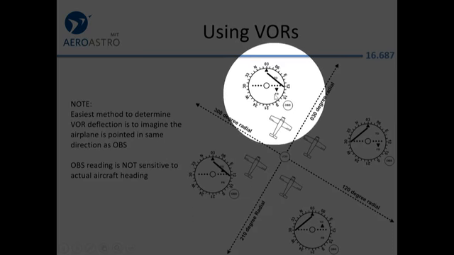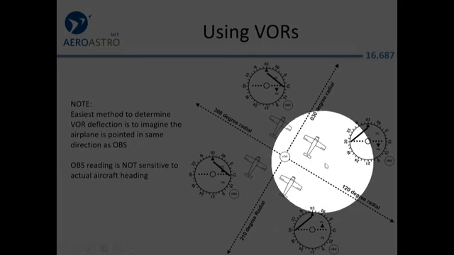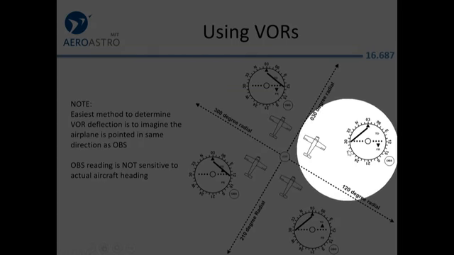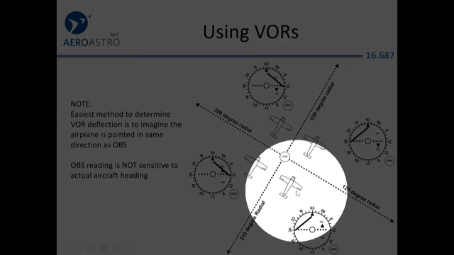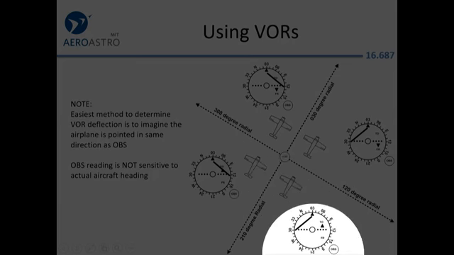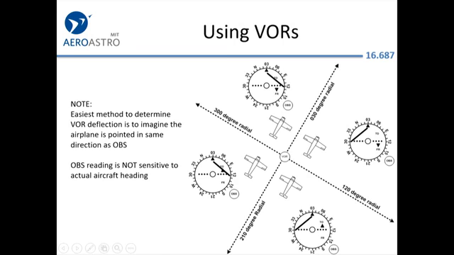Over here, it's the same, but it's the from flag. Over here on the right, we've got the radial off to our left, and we're going from the VOR. Over here, again, the radial's to our left, and we're going to. So just let that sink in a little bit.